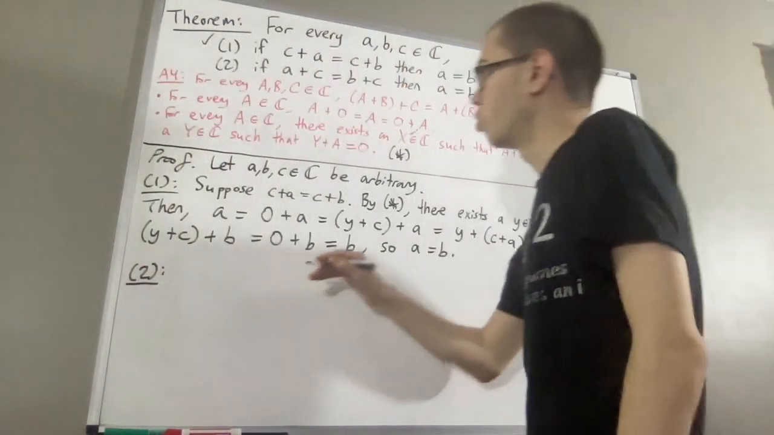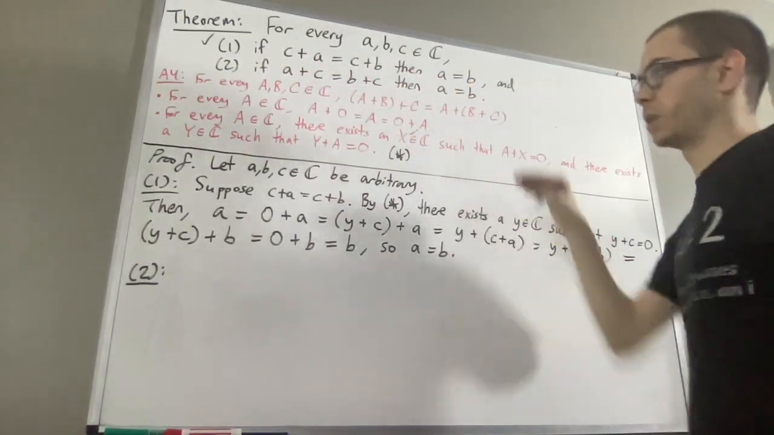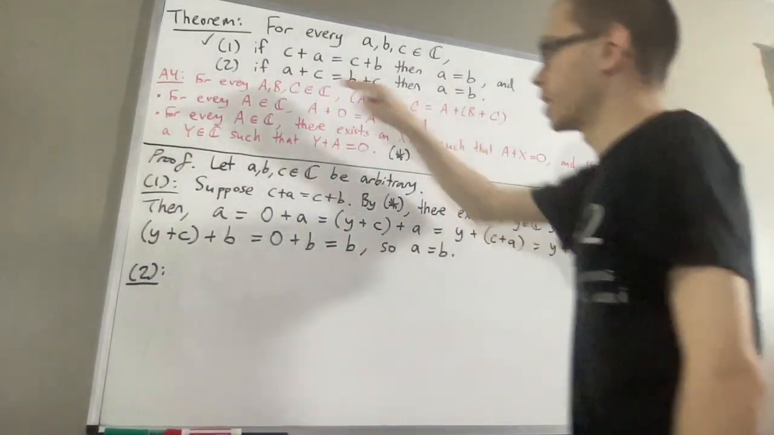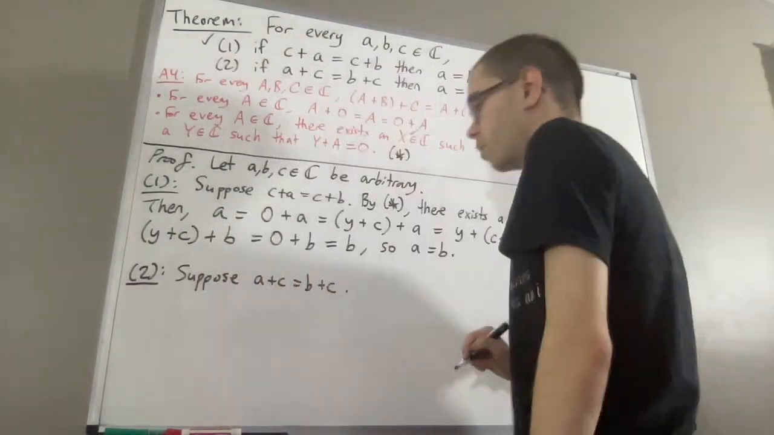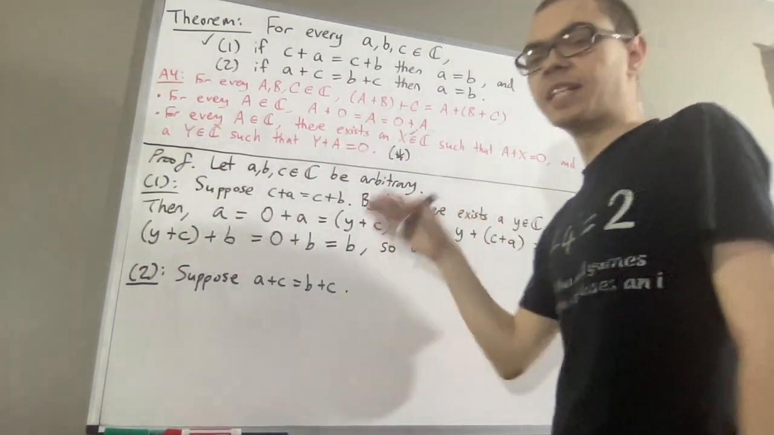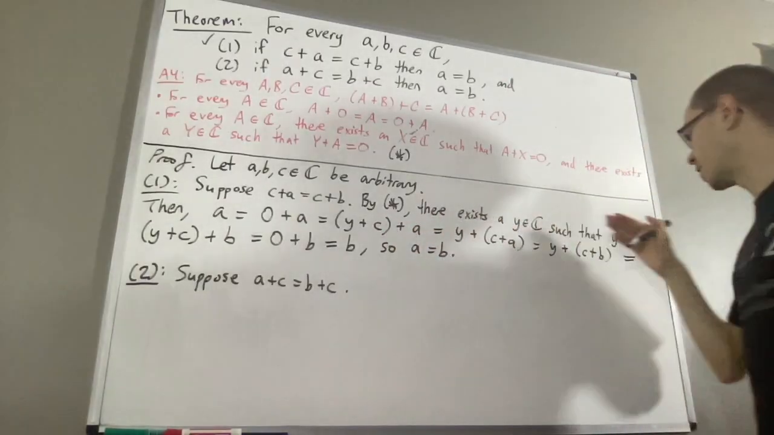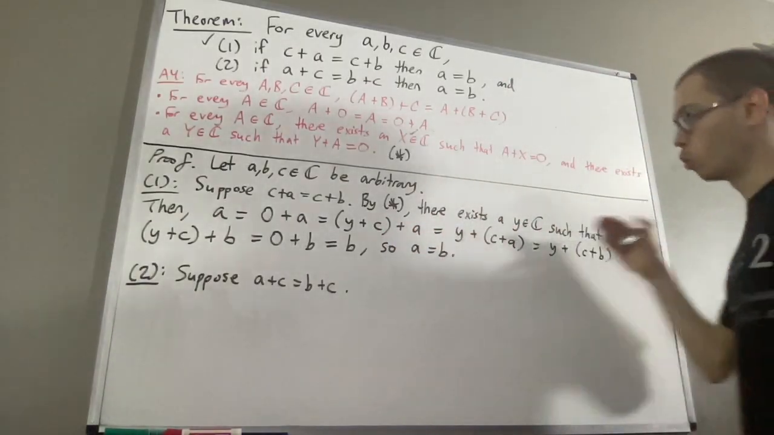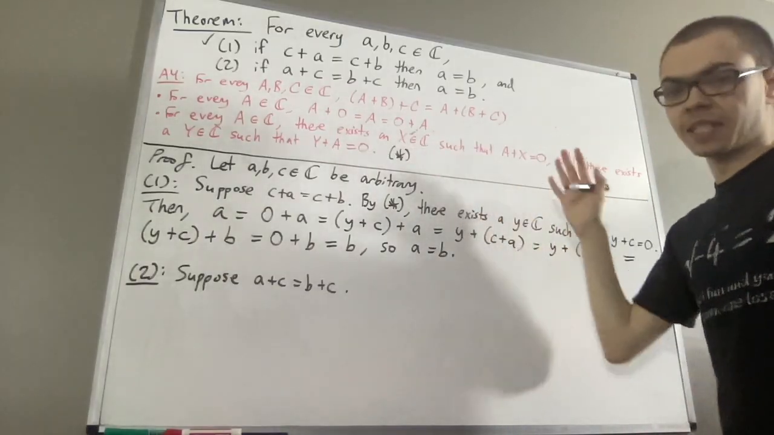To prove 2, we're trying to prove if a plus c is equal to b plus c, then a is equal to b. So to prove that, suppose a plus c is equal to b plus c. Now, applying star, we're going to apply it to c again. And instead of obtaining a y such that y plus c is equal to 0, we will obtain an x such that c plus x is equal to 0.